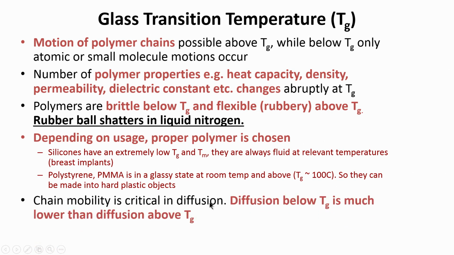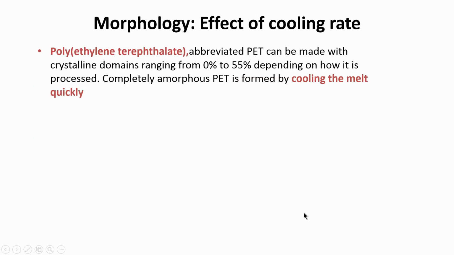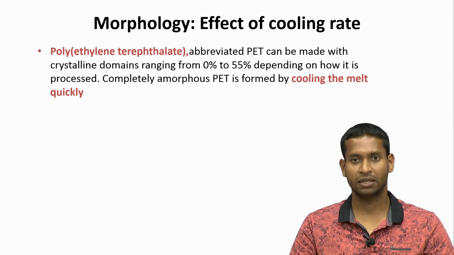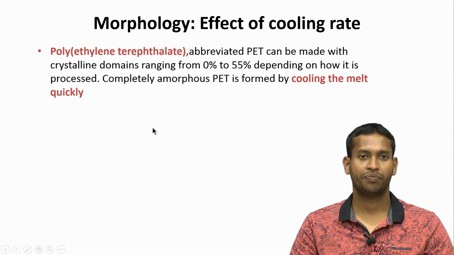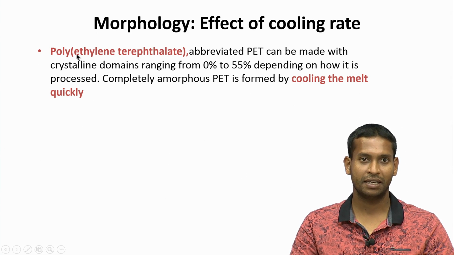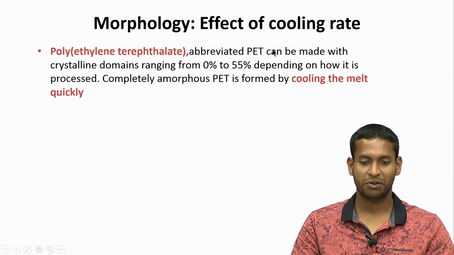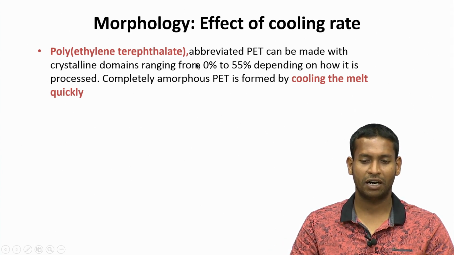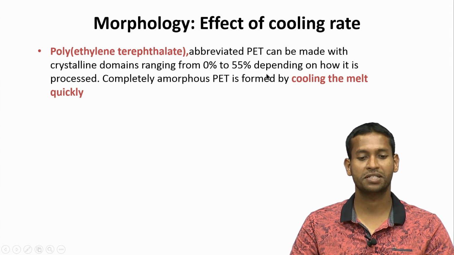So, chain mobility is again very critical for diffusion. Below Tg the diffusion is much slower compared to above Tg, and again, these are ideal circumstances. Typically in nature you would not find polymers which are completely crystalline or completely amorphous. They typically exhibit both to a certain extent. An example here is polyethylene terephthalate, abbreviated as PET, and this has several crystalline domains depending on how it is cooled. You can have from 0% to 55% crystallinity depending on how this is being formed.